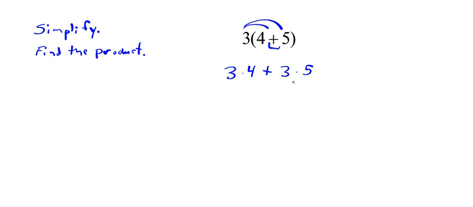We can go ahead and simplify this since we have all numbers. 3 times 4 is 12. 3 times 5 is 15. Add them together and our final answer for this one ends up being 27. A couple more examples here.